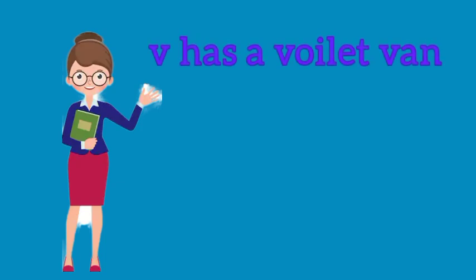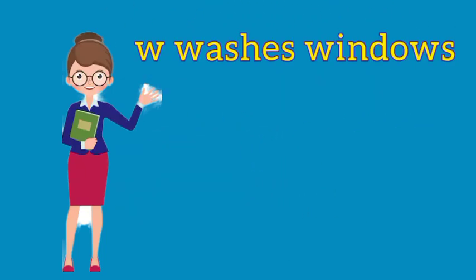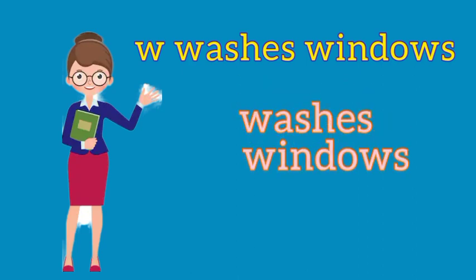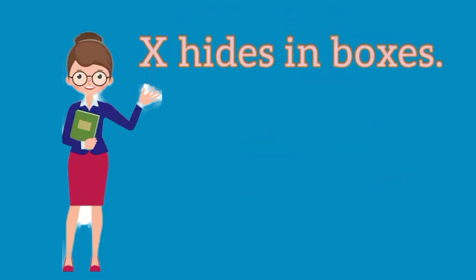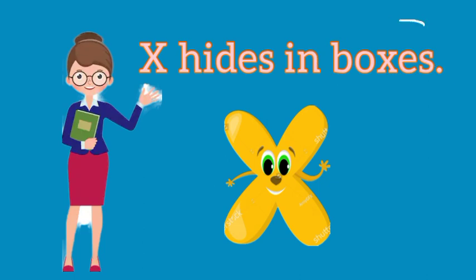V has a violet van. Violet van, the words begin with the letter V. W washes windows. The words washes and windows begin with the letter W. X hides in boxes. The word boxes has X in it. Boys, there are very few words that start with the letter X, but there are many words which have the letter X in it.